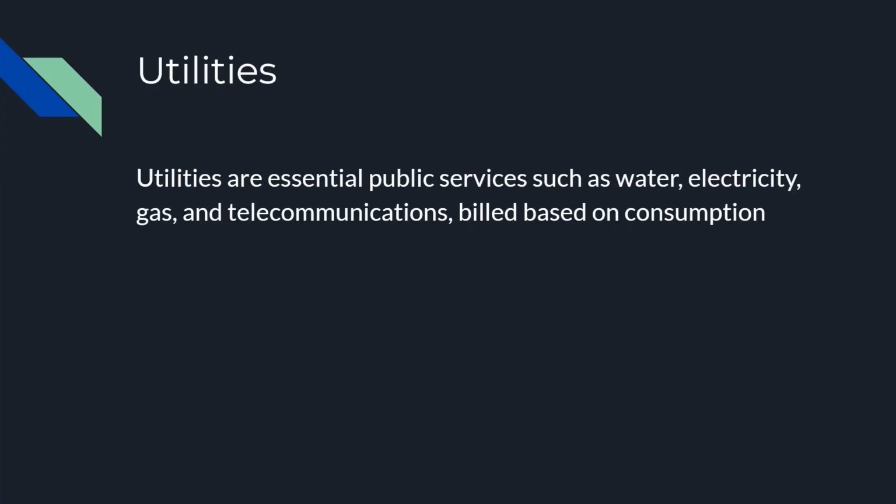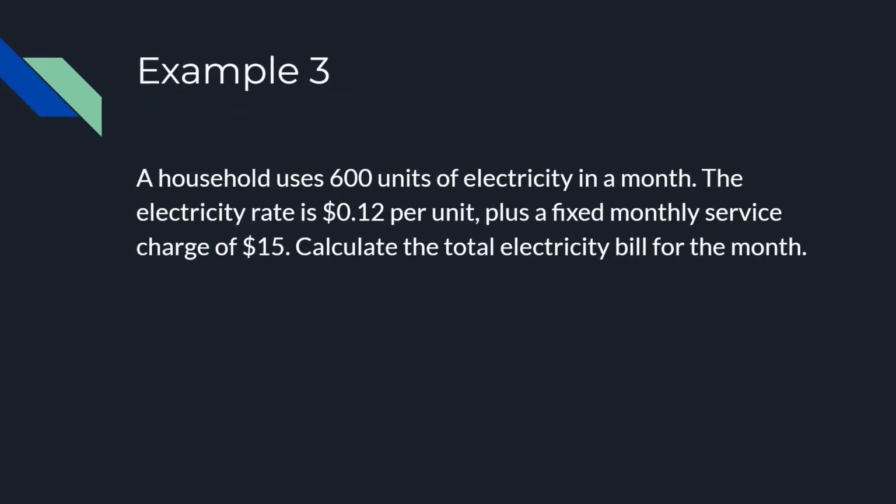Next, we'll talk about utilities. Utilities are essential services provided to households and businesses like electricity and water. They are usually billed based on how much you use. Here's an example of a utilities problem. A household uses 600 units of electricity in a month. The electricity rate is 12 cents per unit, plus a fixed monthly service of $15. Calculate the total electricity bill for the month.